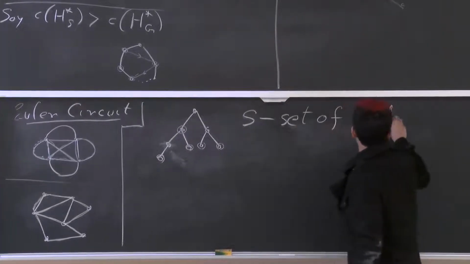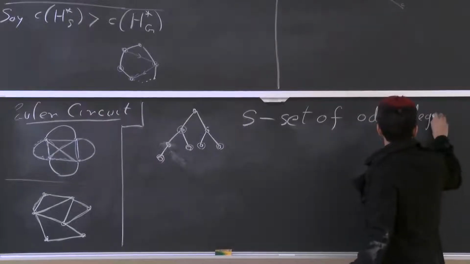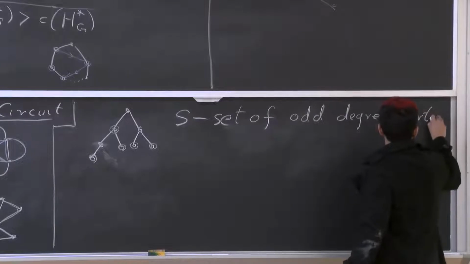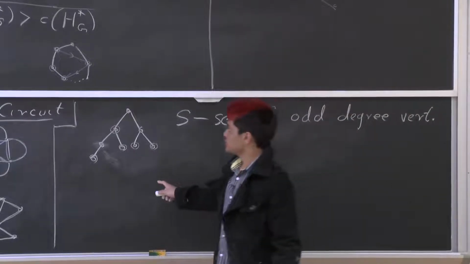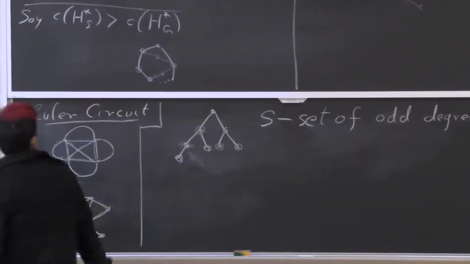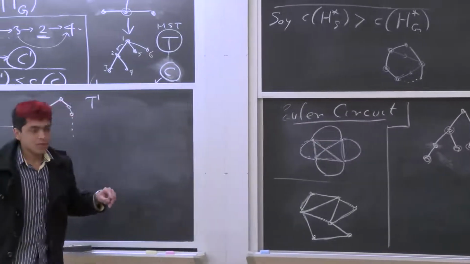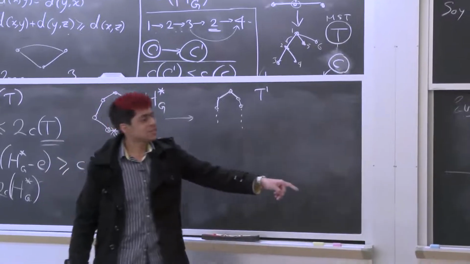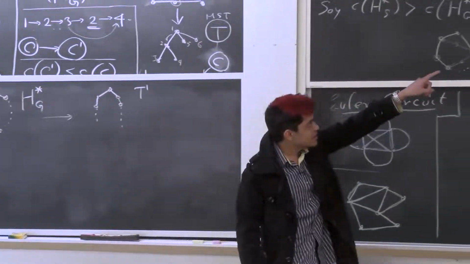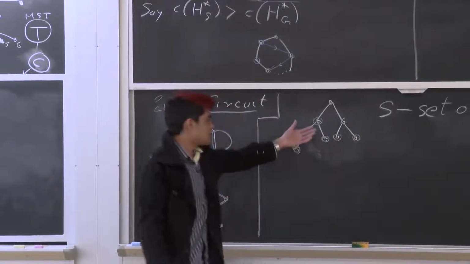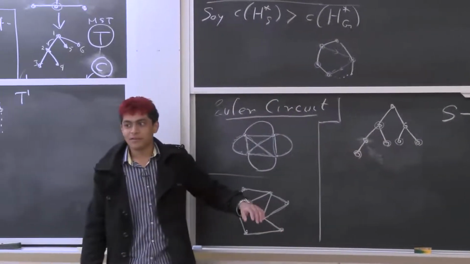It's odd vertices, sorry. So you take the set of odd degree vertices. Now go back to perfect matchings. So what does a perfect matching do? It adds edges to that graph so that everything gets degree increased by 1. So if you increase the degree of all the odd vertices by 1, everything turns even, right?